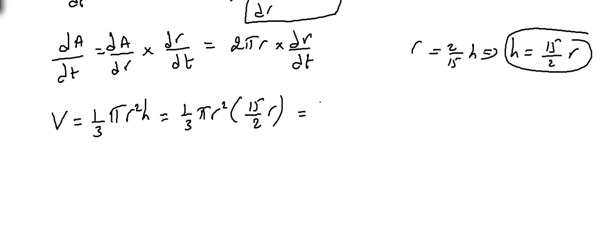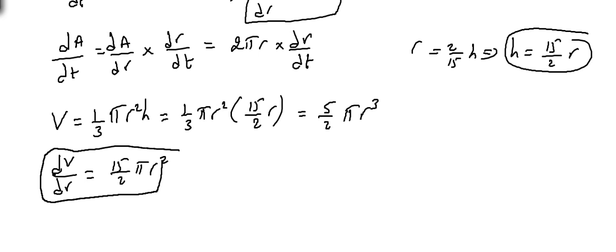So we end up with 5 over... we simplify it, we get 5 over 2, 15 divided by 3 is 5, and 3 divided by 3 cancel, pi r cube. If we derive both sides, dV to dr, it will be the derivative of 5 over 2 pi r cube. It's 3 times 5 over 2, it's 15 over 2 pi r squared. This is dV over dr, derivative of the volume to the radius, right?